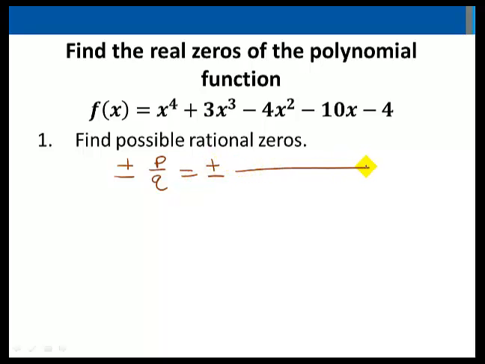And here, p will be an integer factor of -4, which would be plus or minus 1, plus or minus 2, plus or minus 4. And q will be an integer factor of 1, which would be plus or minus 1, resulting in possible rational zeros of plus or minus 1, plus or minus 2, or plus or minus 4.